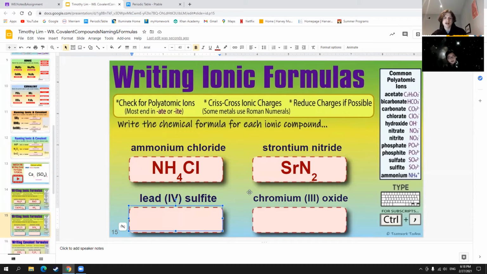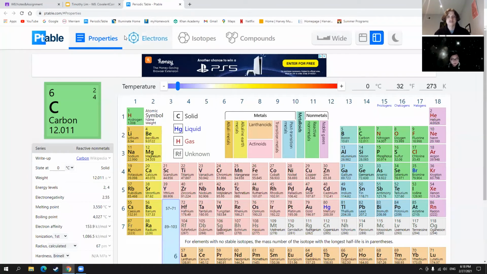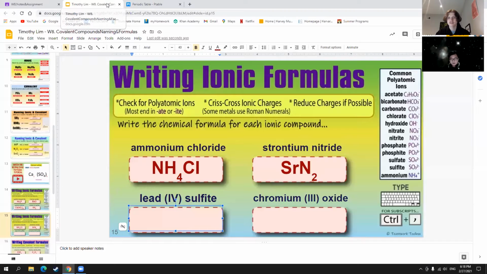Okay, next one, lead sulfite. Now you can actually look on your little cheat sheet on the side, common polyatomic ions. Sulfite is a polyatomic ion made of other ones. So you can see over there how to write it and what its charge is. It's on the slide. No, it's not in the periodic table. It's on the slide. See, the column that says common polyatomic ions.